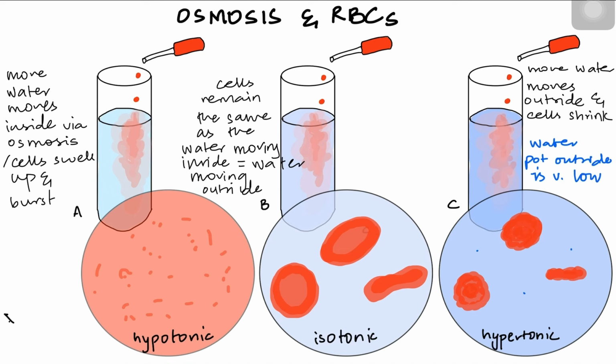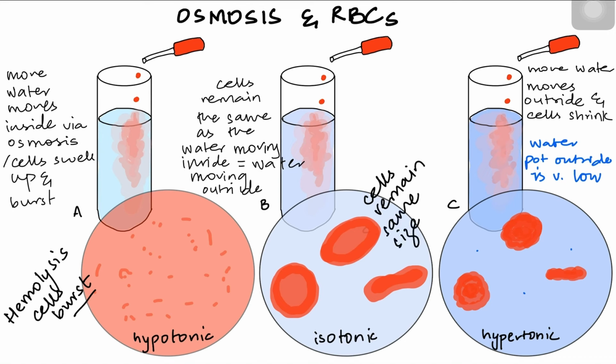In the hypotonic one, cells swell up and they finally burst. This is what we call hemolysis, where the entire cellular contents just spread through the solution. In the isotonic one, cells remain the same size. While in the hypertonic one, since cells lose their water, they shrink and they become so much smaller.